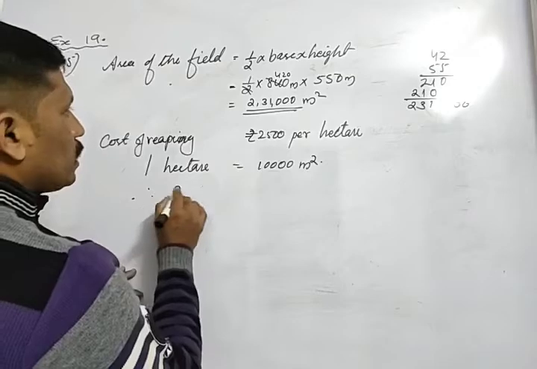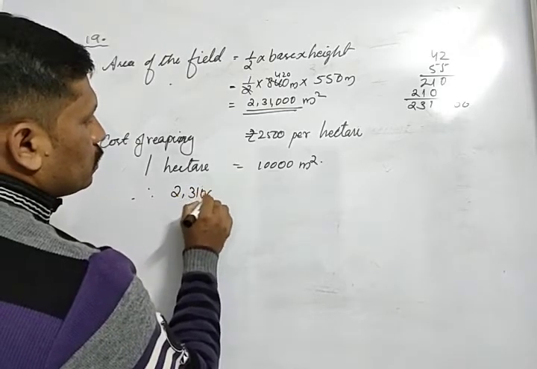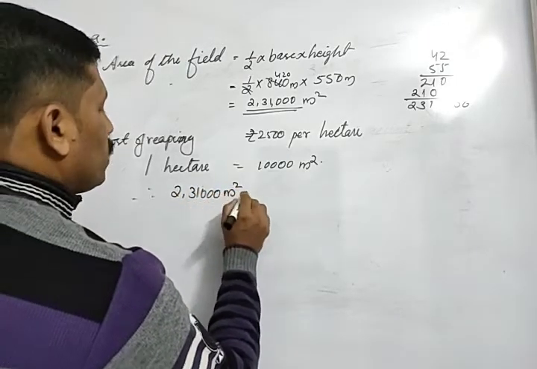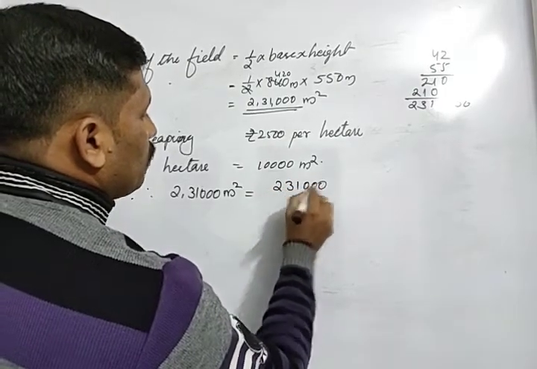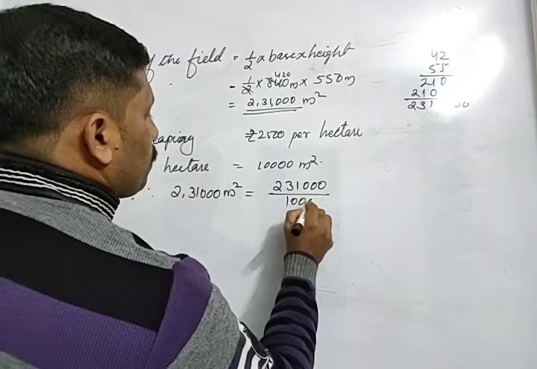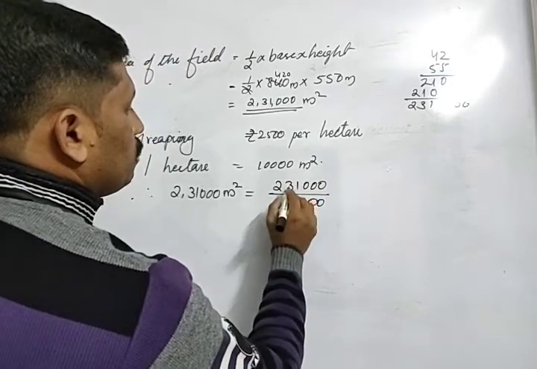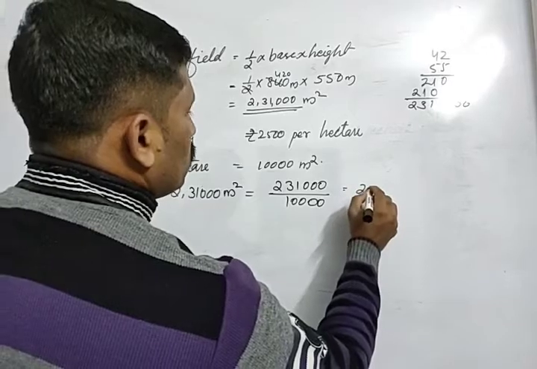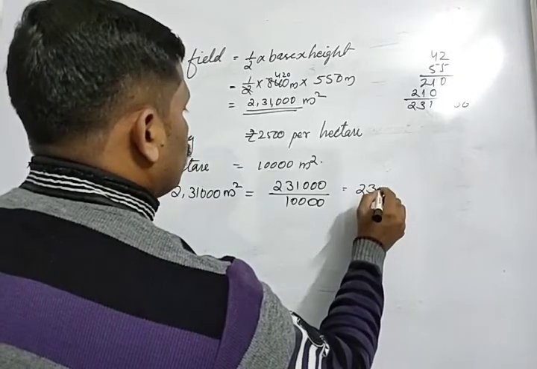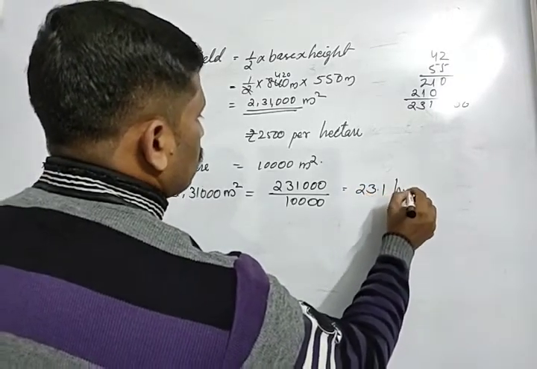Therefore, 2,31,000 meter square. How many hectare? We divide it by 10,000. 4 digits before we place the point. That means it is 23.1 hectare.